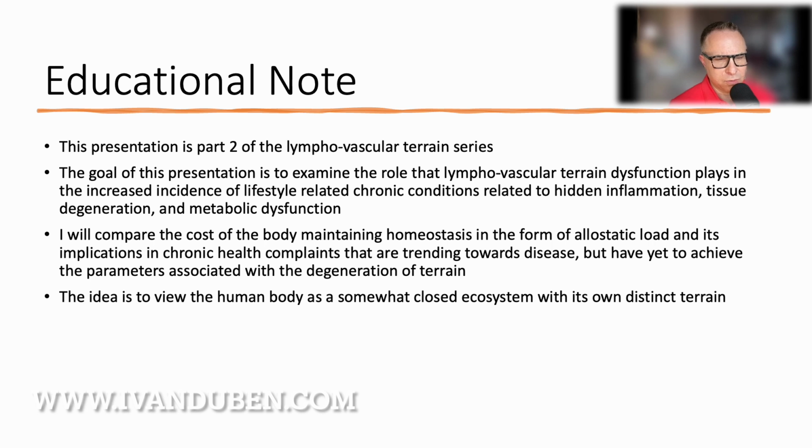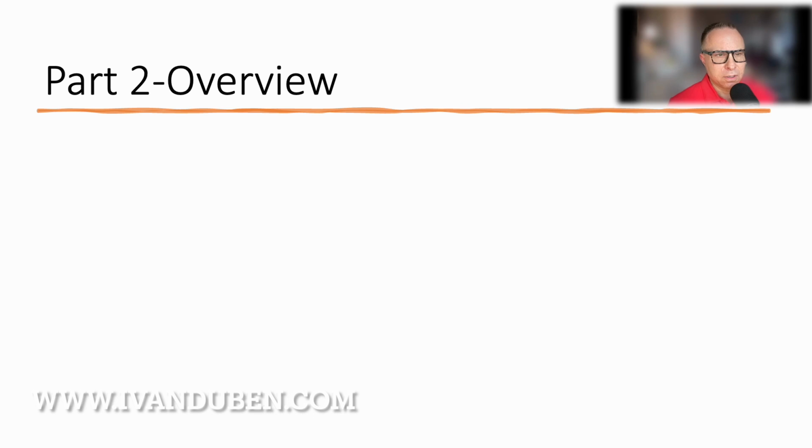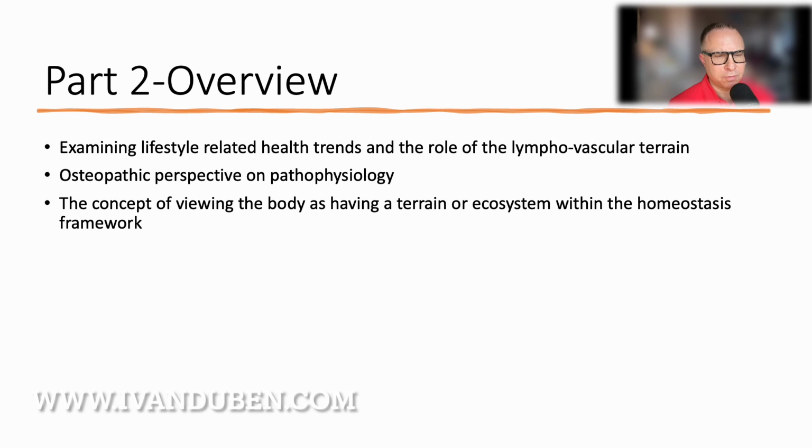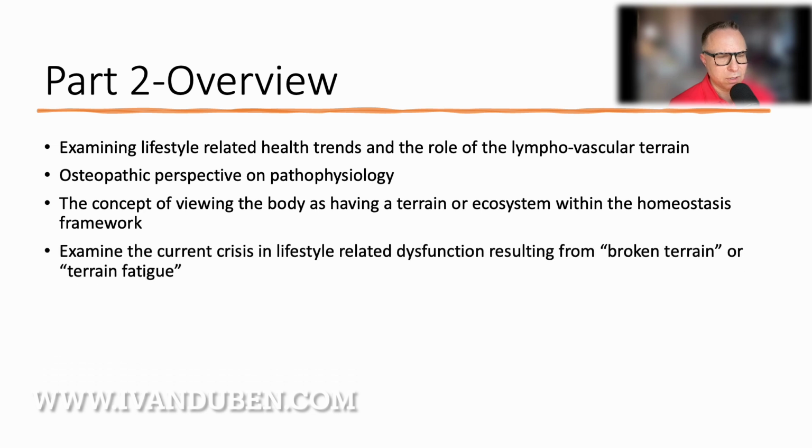The idea is to view the human body as a somewhat closed ecosystem with its own distinct terrain. General overview: we'll be examining lifestyle-related health trends and the role of the lymphovascular terrain. We'll bring an osteopathic perspective on pathophysiology. We'll talk about the concept of viewing the body as having a terrain or ecosystem within the homeostasis framework. Examine the current crisis in lifestyle-related dysfunction resulting from broken terrain or terrain fatigue. And we'll talk about the concept of allostasis.